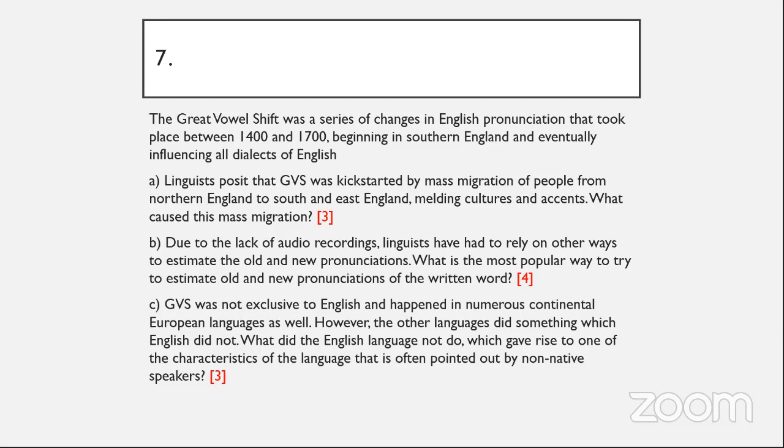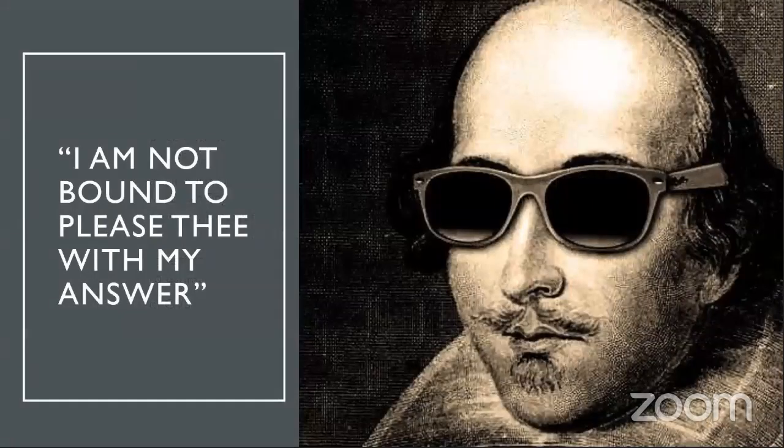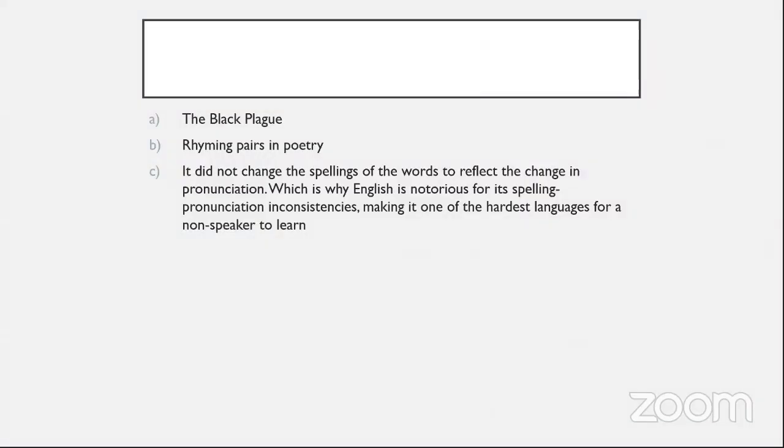We'll give you the full 10 points. That's a great answer there by team 1. So first part is the Black Plague. Second part, like she mentioned, basically rhyming pairs in poetry, by which you could estimate how words used to be pronounced before versus what words they were rhymed with after the GBS, which could give you an indication as to the pronunciation of the word.